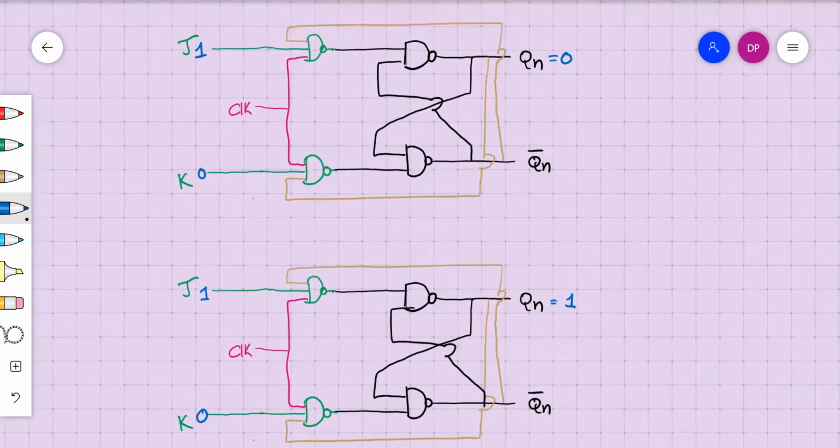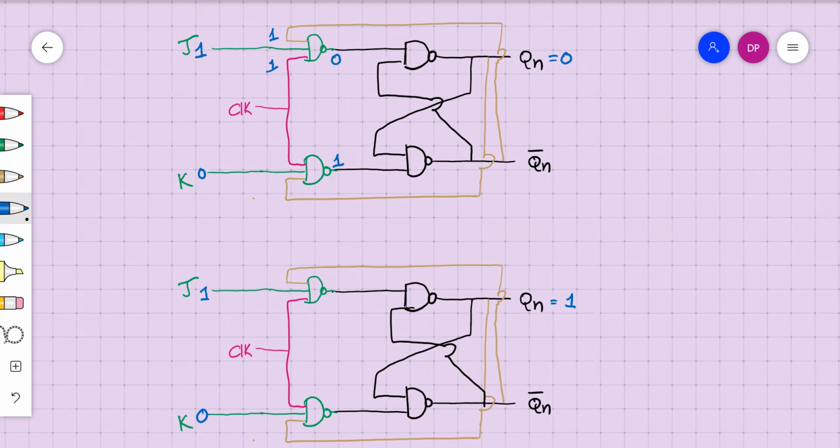Now see the first one. When Qn is 0, J is 1, K is 0. So K is 0 will produce a 1 over here. And J is 1, clock is 1. All this will be functional when clock is 1, so we are taking the clock 1 condition. Qn complement is connected to the other input, and Qn complement is 1. So all three are 1, which results in 0 at its output.